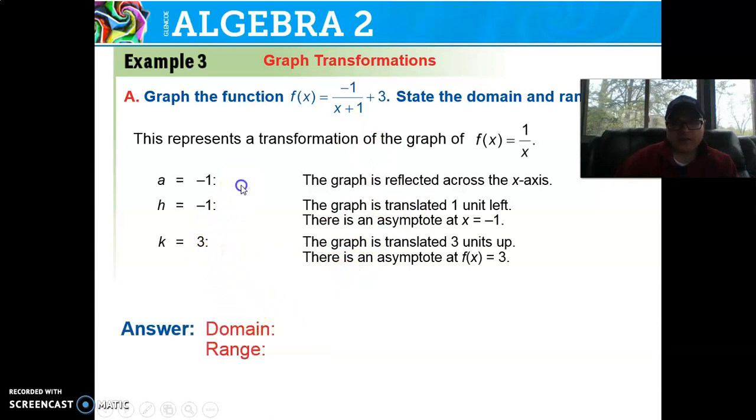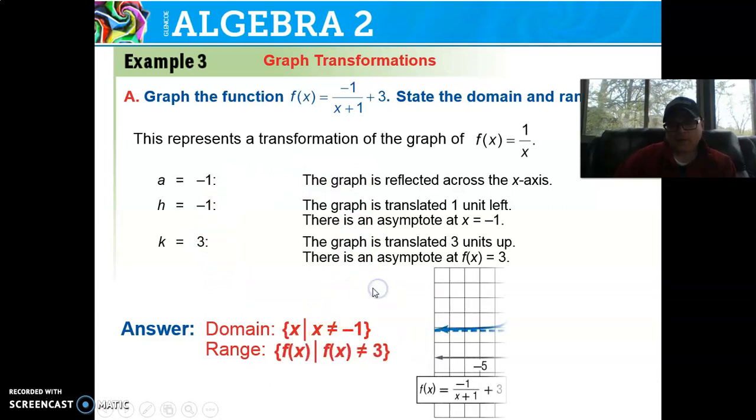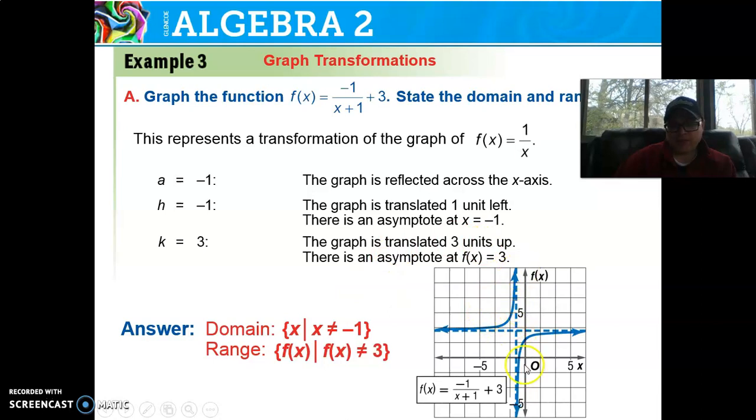So we can find the domain and range as x cannot equal negative 1 and y cannot equal 3, and then we can use that information. We can draw asymptotes at negative 1, and we can draw asymptotes at 3, and then you can draw a hyperbola in the reflected shape.